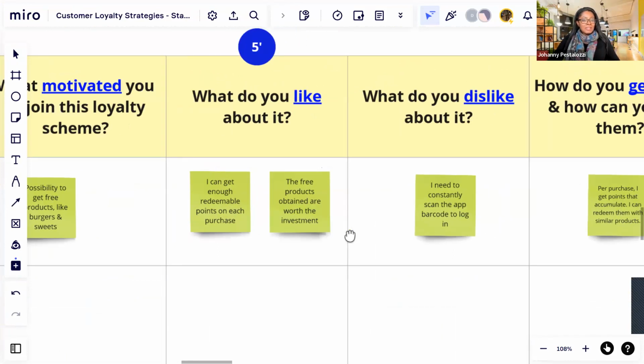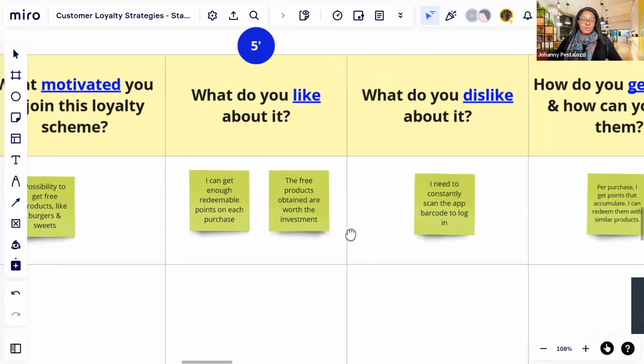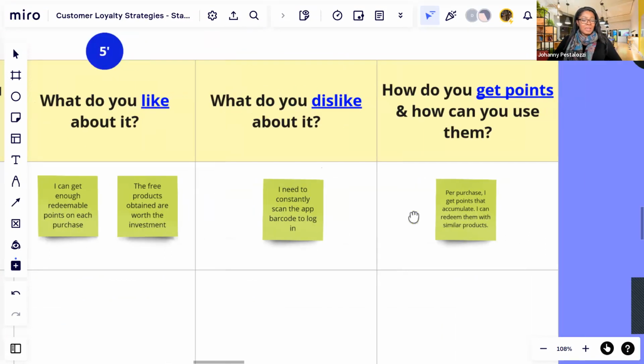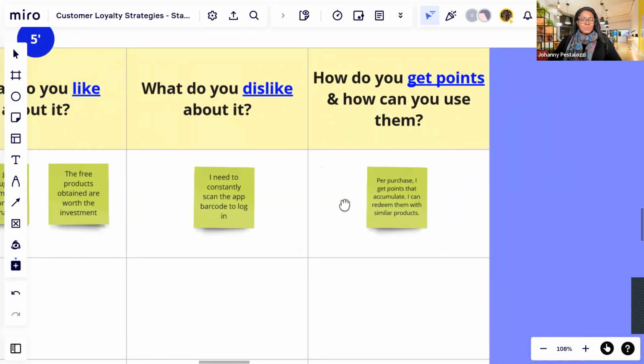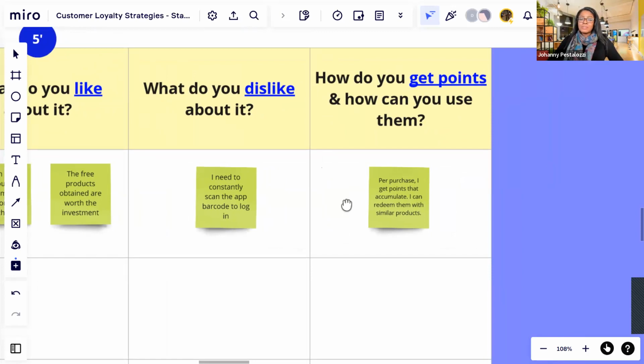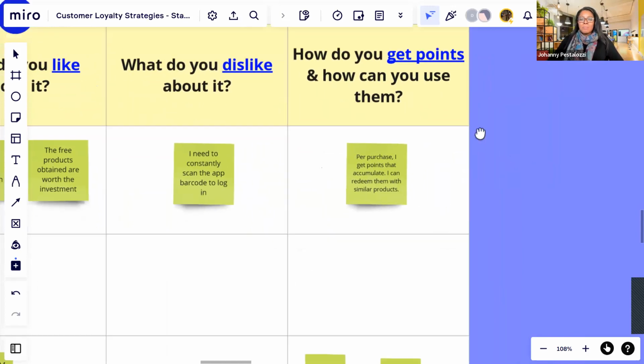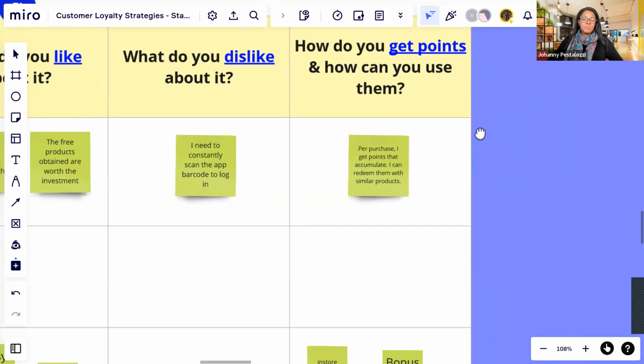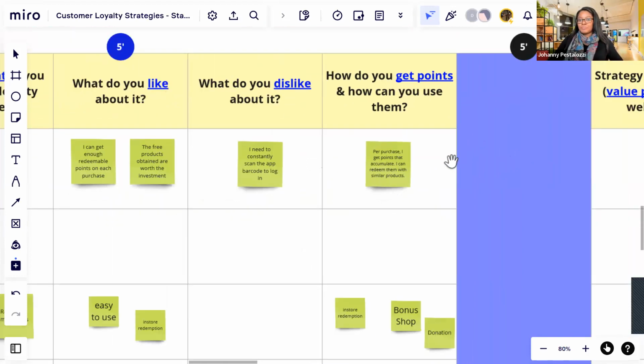What I like about it is that I get enough redeemable points on each purchase. Somehow I have the feeling that the number of points I get is good enough, so I can quickly redeem them. And also that I can get free products right away. What I dislike about it is that I need to constantly scan the app barcode to log in. When I need to purchase, I go to the digital display and then I need to scan the code from the app. So I think maybe a more straightforward way, let's say by biometrics, by scanning my eyes or my fingerprints, would be more interesting. And the points, I get them by purchasing simply. By each purchase, I get a number of points and then I can redeem them with similar products.